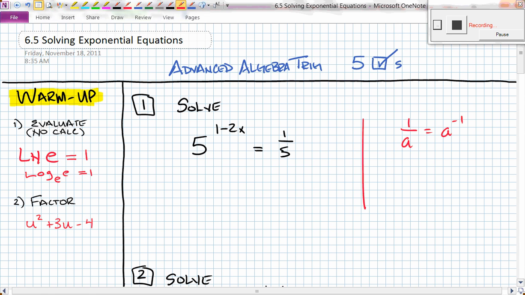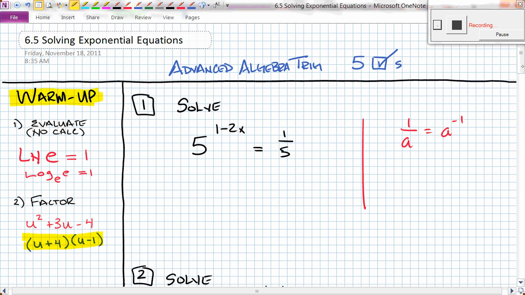All right, number 2. Who could factor that for me? All right, Andrea, what'd you get? Yeah, u plus 4 times u minus 1. You are totally, absolutely correct. We're going to use that later on in this lesson, so let's keep that off to the side. Now, I'm using u's just because in calculus there is a technique called u substitution, and this is kind of along those lines, so I'm going to give a little heads up on that.